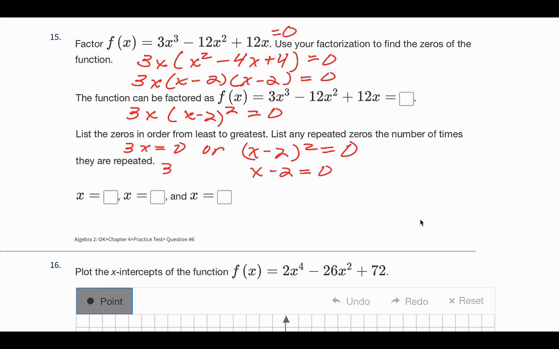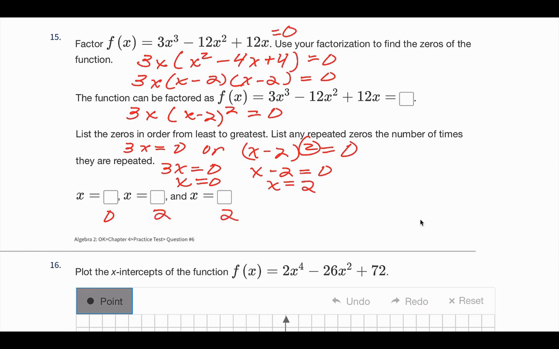And 3 times x is equal to 0. And 3 times what equals 0? You would tell me x has to be equal to 0 on this one. On this one, you would tell me that x has to equal 2. And again, we're going to repeat that twice. So we're going to have 0. And they're saying to go from least to greatest. So 0, 2, and 2.